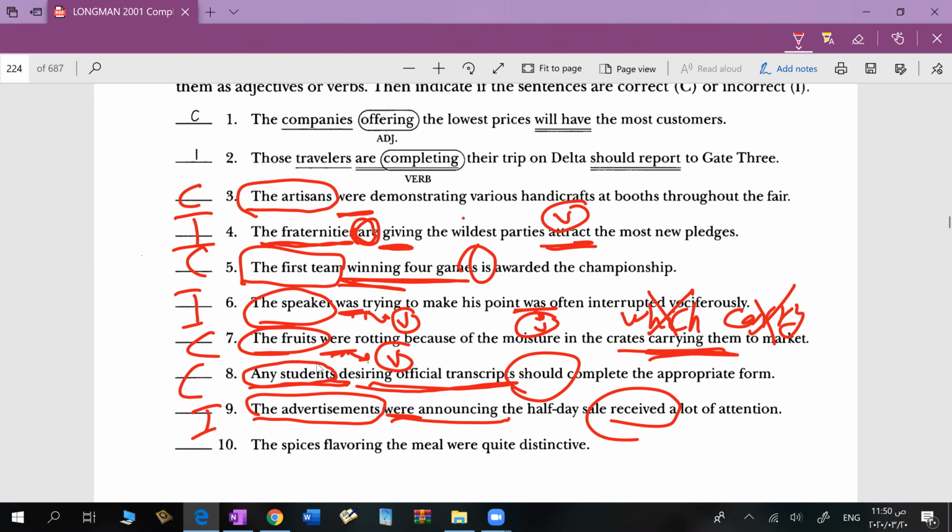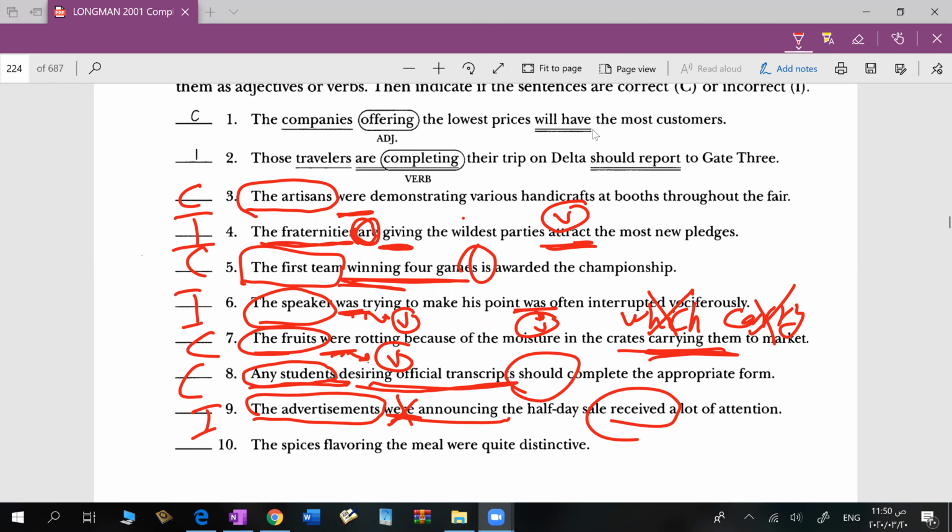How can we fix it? Can somebody say how we can make this sentence correct? The advertisements announced. Great, excellent, very good. The advertisements announcing they have sale received. So now we make announcing an adjective.